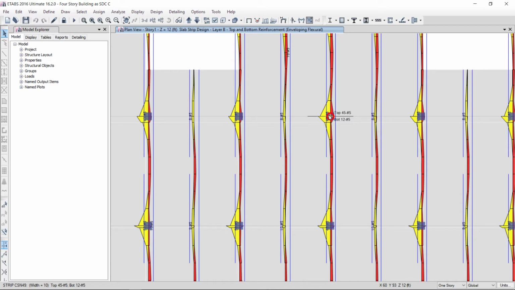But what the code says is that in designing seismic category B and C, you should or you may consider the effect of the slab in your design. And if we consider that, then the same model gives steel in the slab at this location which is almost 74-75% higher than this value. So this is a very good lesson learned.